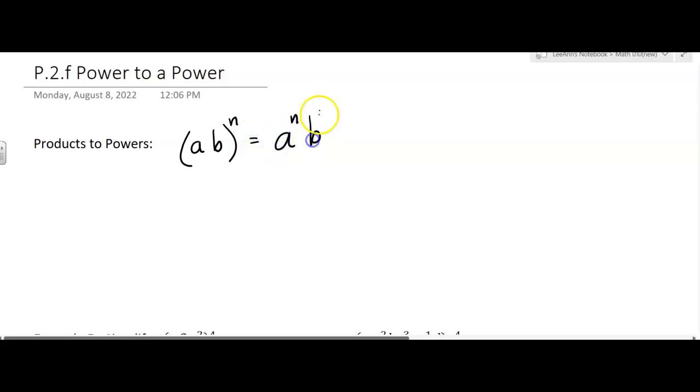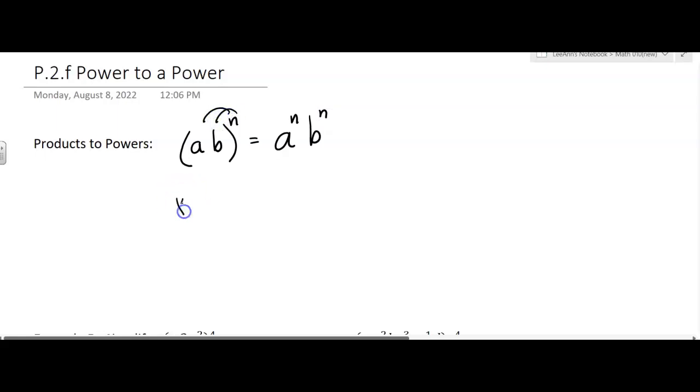Okay, so products to powers. Let's say you have two bases that are being multiplied, a and b, and you want to raise it to the nth power. Well, I'll just give you the rule: a to the nth, b to the nth. It's almost like distributing. They each get that exponent. Now I'll explain what it's talking about.